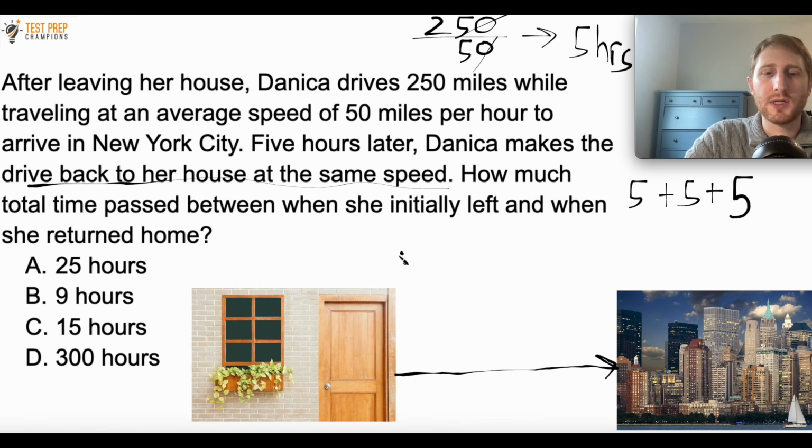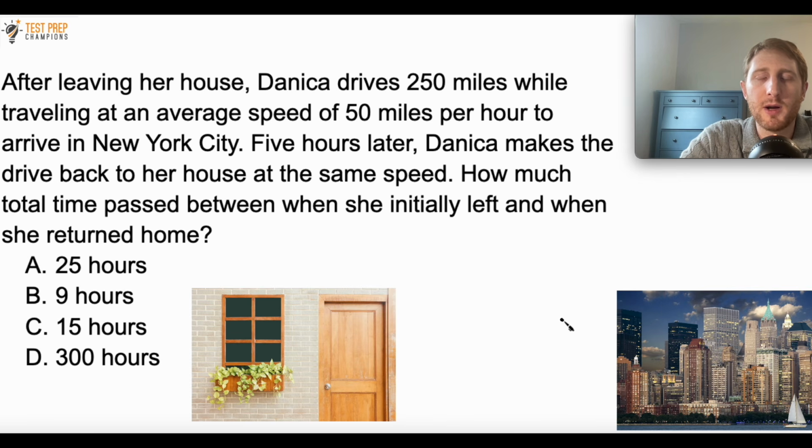So in other words, it took her 5 hours to drive from her house to New York City. So that's why I have the first 5 here. Then she stayed in New York City for 5 hours. So that's why I have the second 5. Then she drove back from New York City to her house, driving at the same speed. In other words, she drove at an average speed of 50 miles per hour, and we know that the distance would still be 250 miles, so that's where this other 5 came from, because the drive back is going to take another 5 hours. So 5 plus 5 plus 5 equals 15, so the answer here is 15.